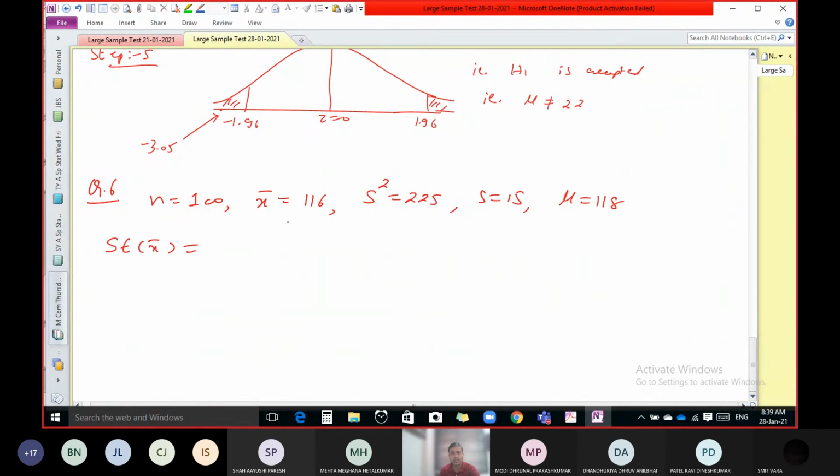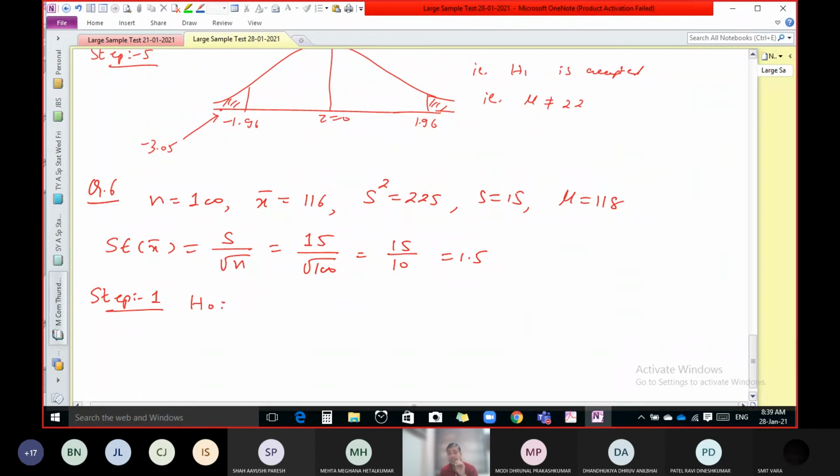Which formula we have to apply here? Because sigma is unknown, you have to use S upon root n, and capital N is not given. So this is the only formula, and this is 15 divided by square root of 100. So 15 divided by 10, so we get 1.5. Okay. Now step 1.